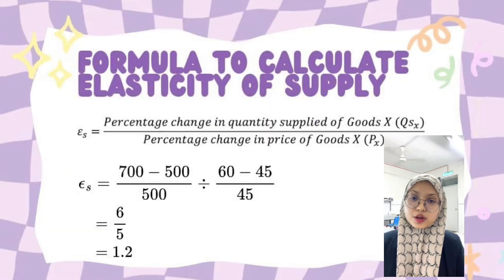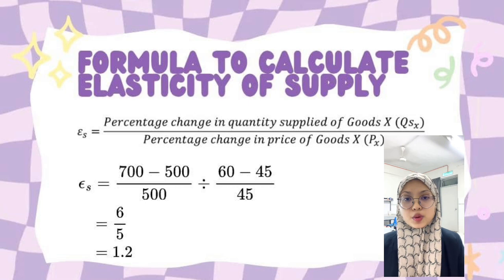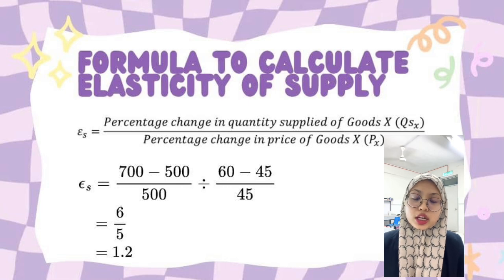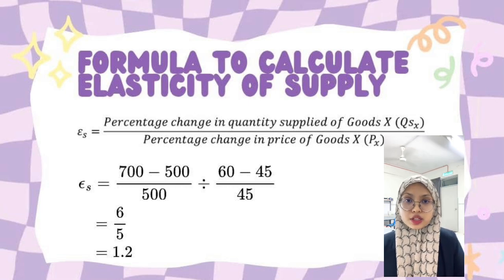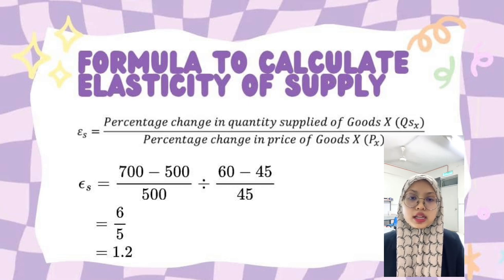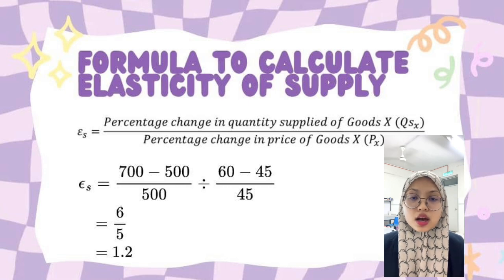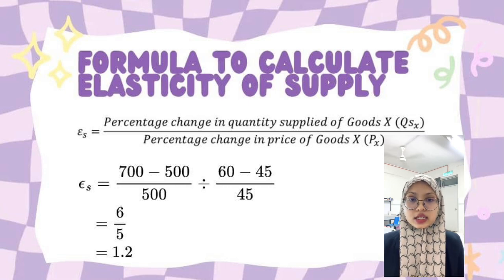The formula to calculate the elasticity of supply is elasticity of supply equals percentage change in quantity supplied of good X divided by percentage change in price of good X. So based on the calculation, 7,000 minus 5,000 over 5,000, divided by 60 minus 45 over 45. It will be 6 divided by 5, and the final answer is 1.2.